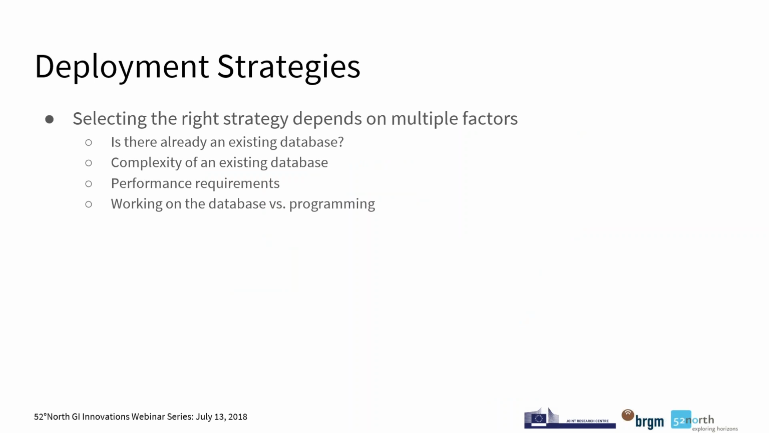I just wanted to quickly illustrate them. And there is different strategies available for selecting the best way how you could implement that in your own infrastructure. So typical questions that you should think about is if there's already an existing database which should be used for the publication. How complex is an existing database?